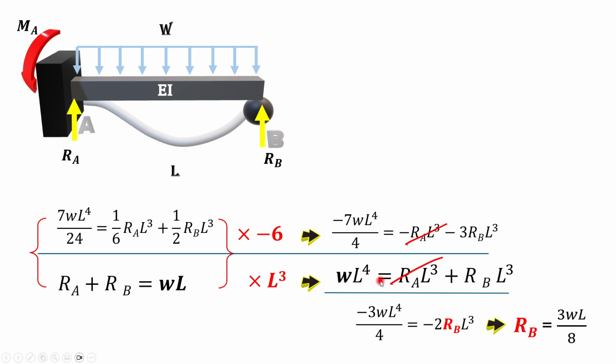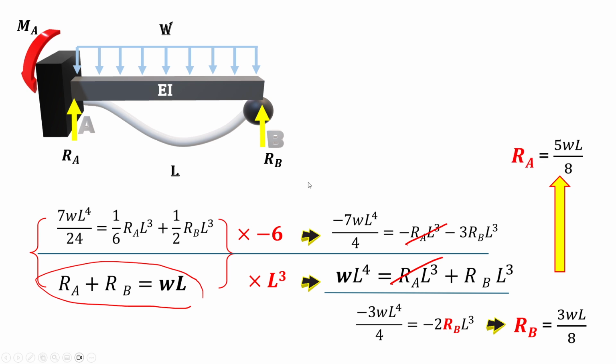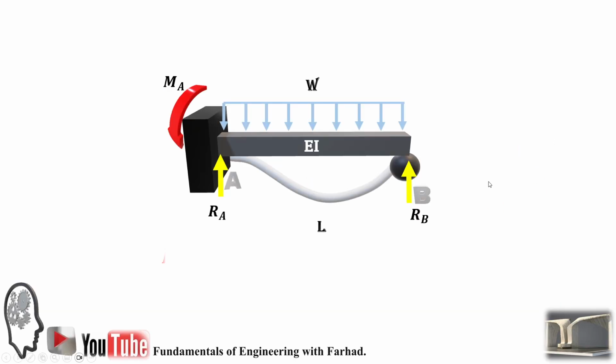If you solve this equation for the reaction at B, it gives you 3 over 8 WL equal to RB. And likewise, RA plus RB should equal WL. If you replace RB, it gives you RA equal to 5WL over 8. That also makes sense, because you can see the reaction at A carries a bigger chunk of the load in comparison to the reaction at B due to its fixed nature.